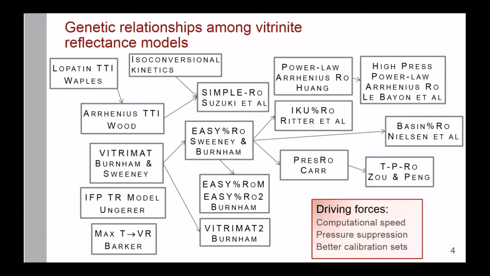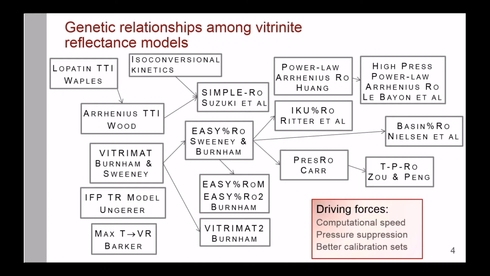And then the IFP built a model based on the transformation ratio. That's in Burnham's book. And also there was a competing thought by Barker at USGS saying that the Vitrinite reflectance was related to the maximum temperature. So here at the outset you see the range of possibilities: at one end, the Lopatin method said that the reflectance was very, very sensitive to time, and at the other extreme, Barker's model said no, time wasn't really important, it was just temperature.